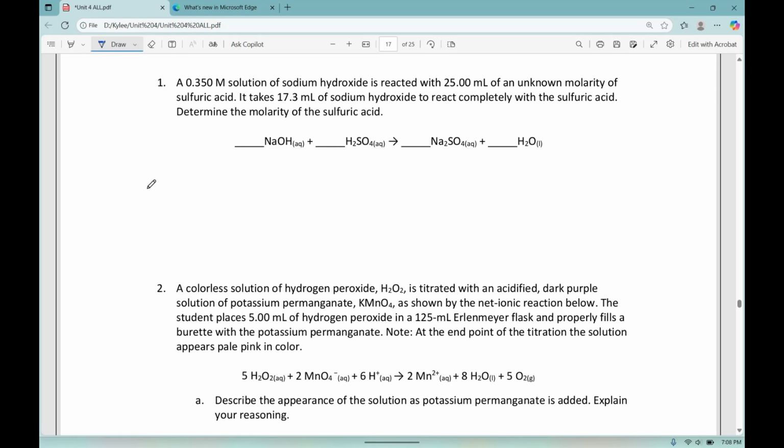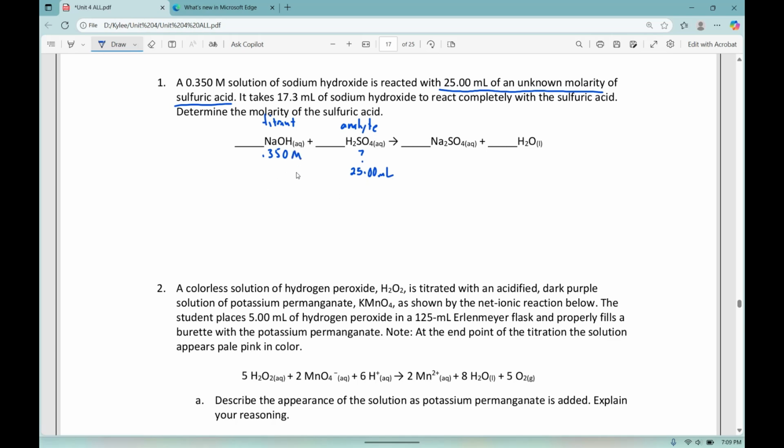So here we have a 0.350 molar solution of sodium hydroxide, and that's reacted with 25 mL of an unknown molarity of sulfuric acid. So sulfuric acid is my unknown, and it says that we use 25 milliliters. My known would be my base. That's what I'm titrating with, my titrant. So this would be my titrant, and this would be my analyte, the thing that I'm trying to figure out. And it's just good to know these vocabulary words for lab settings.